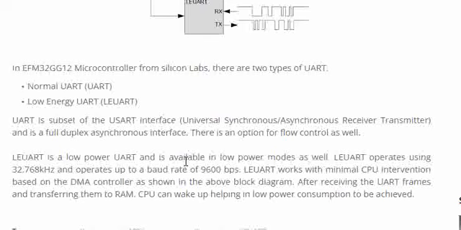And as there is a minimal CPU intervention, the power consumption is less. That is why we call it the low energy UART, and which is one of the very important feature of EFM32 GG12 microcontroller. So you can check out the datasheet to see what are the pins that are supported, and if you want to use your UART in low power states, you can use LEUART.